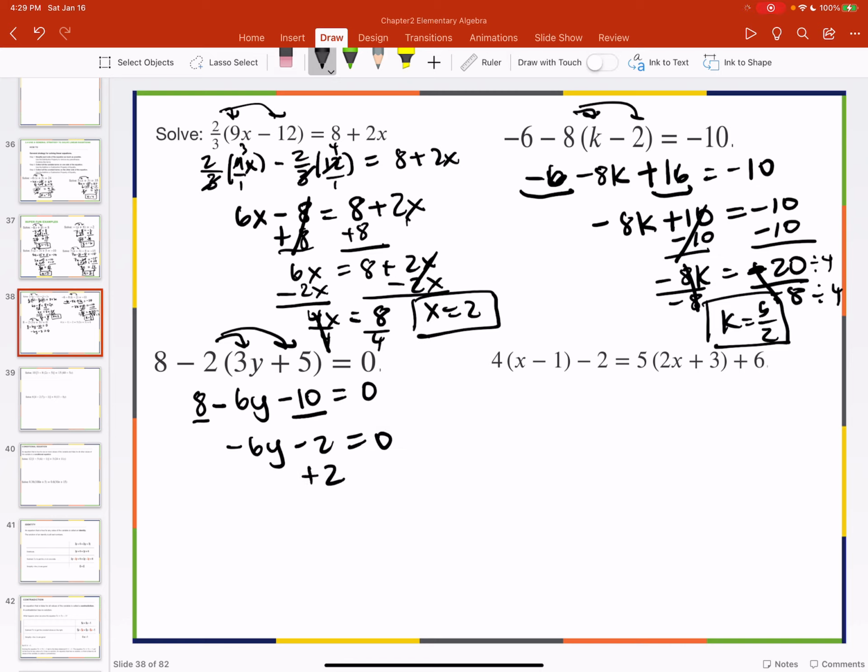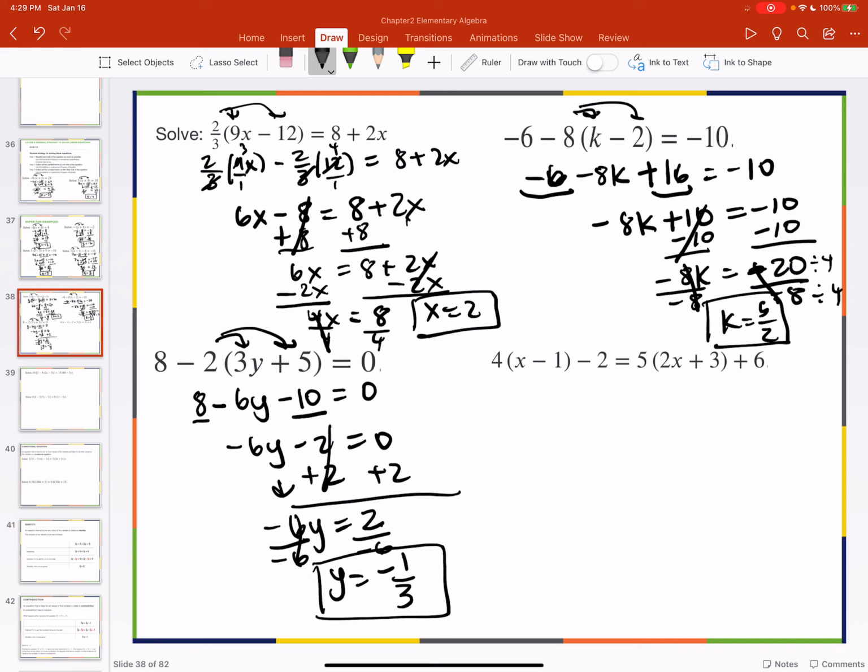So I'm going to add 2 to both sides because I want to get to, you know, the variable is equal to some number. Okay, so here I have negative 6y is equal to 2. So divide both sides by negative 6. And we get y is equal to a negative 1/3 after we reduce. Okay, not too bad, right, guys? So now let's go ahead and do this last one together.